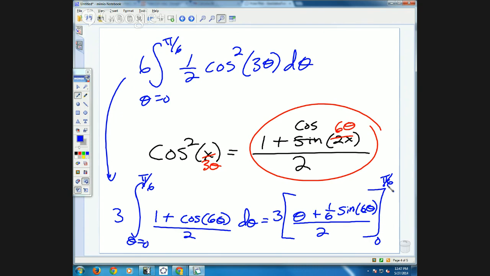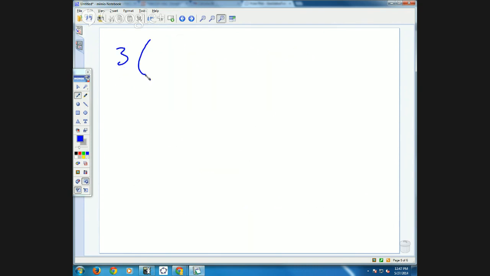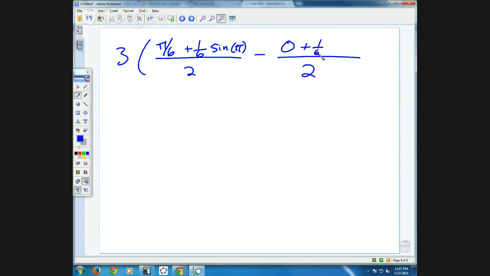So what do we get there? That's going to give me 3 times pi over 6 plus 1/6 times the sine of, or no, sine of pi, sorry. Minus 0 plus 1/6 times the sine of 0. It's the sine of pi and the sine of 0. They are both 0. That's good. So this whole thing has gone to 0, and that's gone to 0.